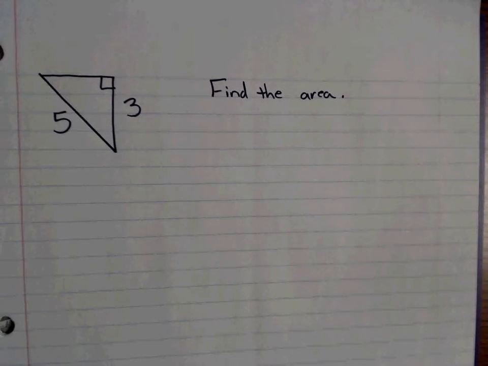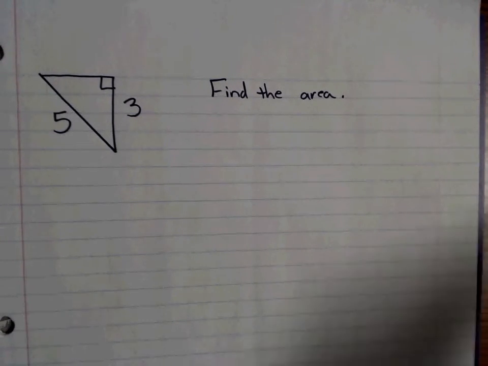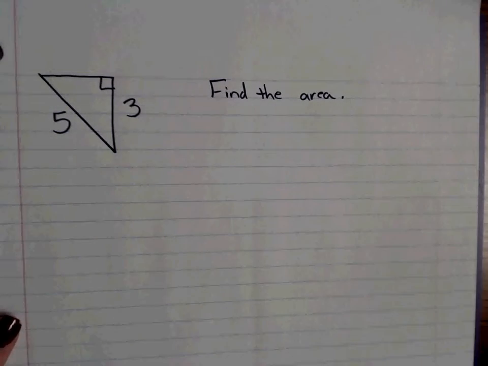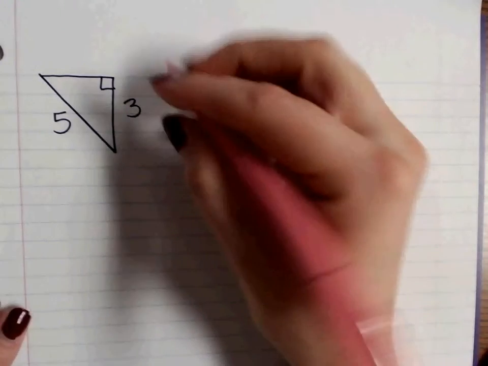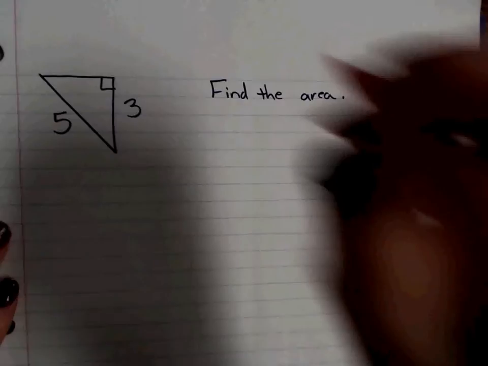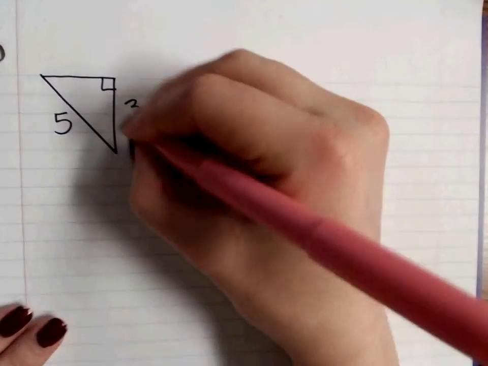Okay? All right. So what we're doing here is we're going to plug it into our formula. So we know that the 3 is one of the legs. Does it matter if it's A or B? No. We'll go ahead and make it a B value.